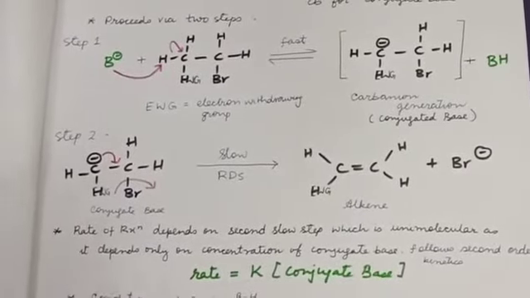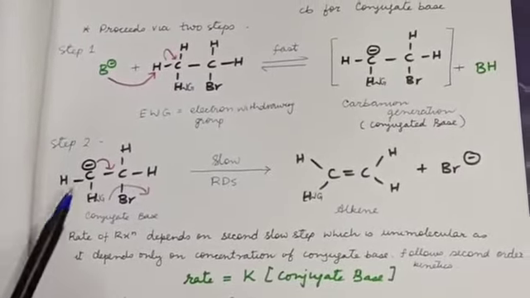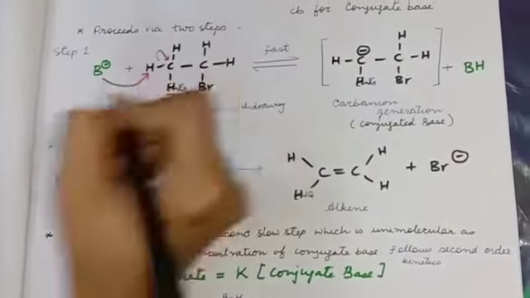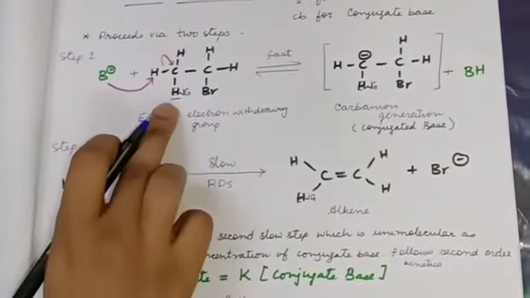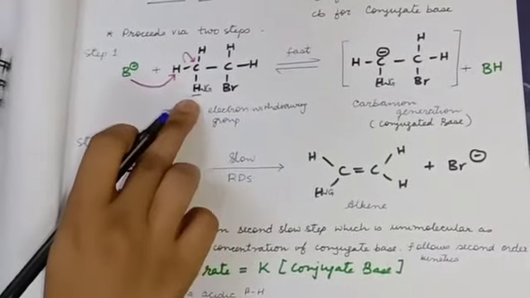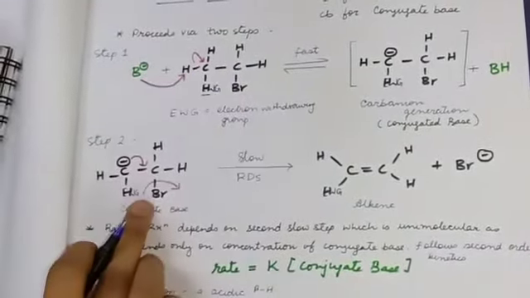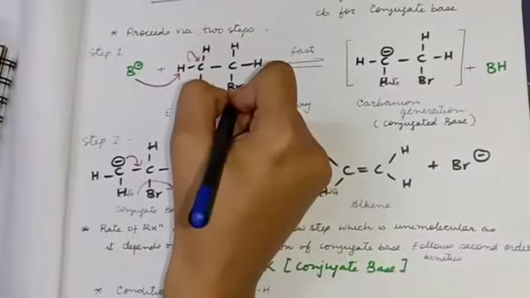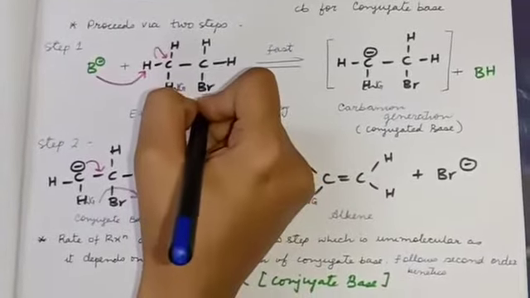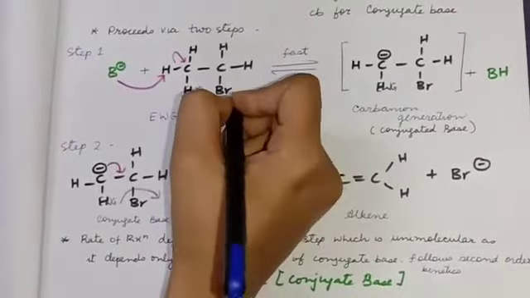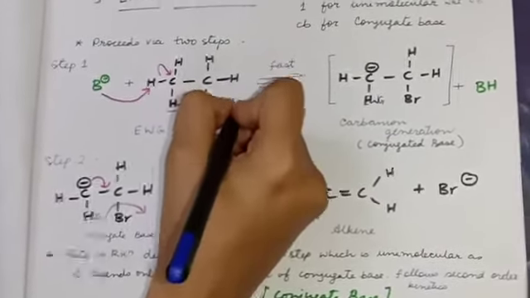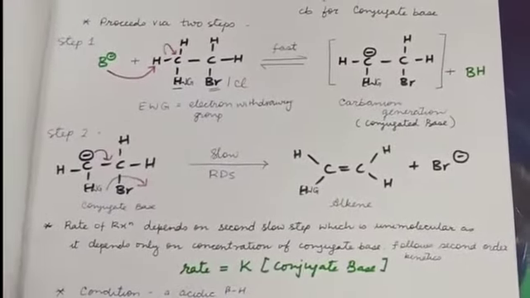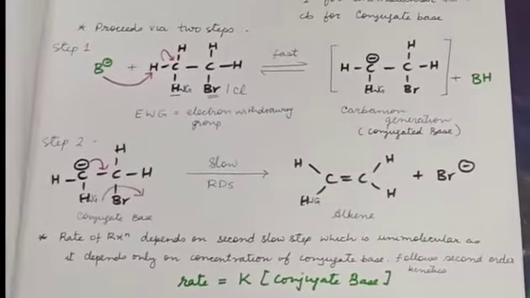तो E1CB का दो condition होता है. So this beta hydrogen should be acidic. So it is acidic because of the presence of this electron withdrawing group which is attached to this beta carbon. Okay, and the second is the poor leaving group. So here यहाँ क्या होगा, leaving group जो होगा वो बहुत ही poor होगा. So this may be Br or Cl. Okay, ये दो condition होगा तभी E1CB reaction will proceed.